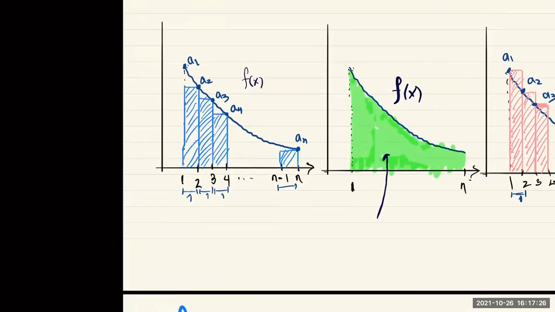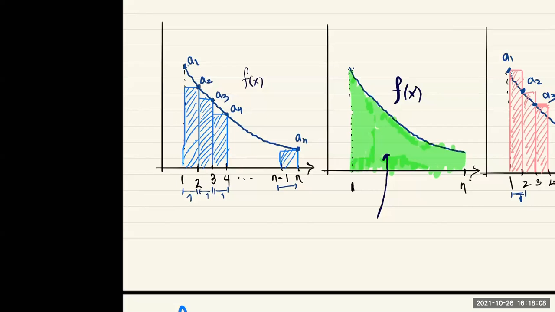You can draw a rectangle over each interval. So here is the interval from 1 to 2, the subinterval from 1 to 2. You can draw a rectangle using the left end point, go up from the left end point, or you can use the right end point. For this picture, I have used the right end point. So from 1 to 2, start at 2, go up, you hit the curve, then draw a rectangle over that interval.